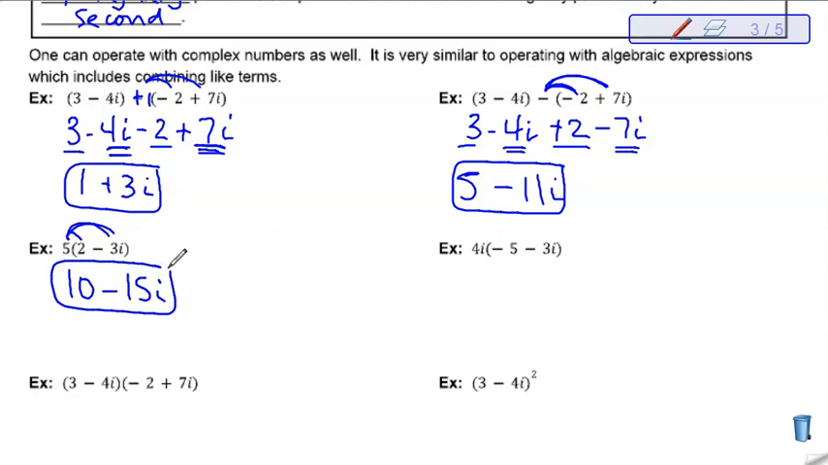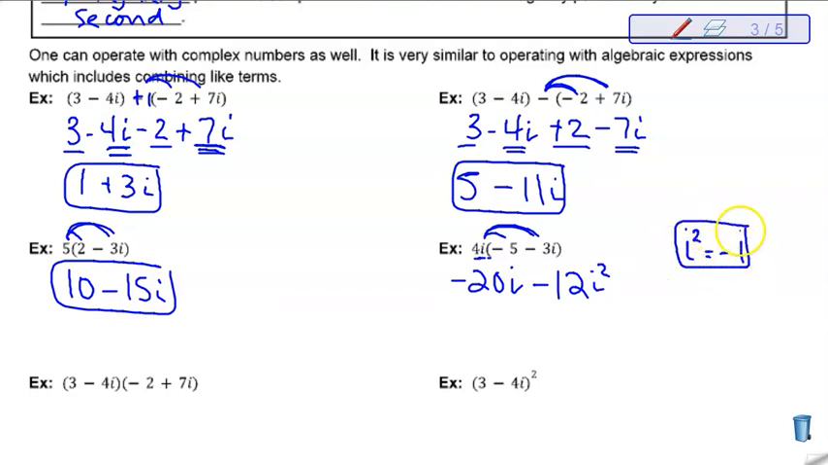But be careful when you have an imaginary number times a complex number, because now we're going to have multiple i's in there. So 4i times a negative 5 would give me a negative 20i, but 4i times a negative 3i, notice the two i's there, I get a minus 12i squared. Now this reverts back to the opposite side of this paper when we talked about what i squared was equal to. As a reminder, i squared is equal to negative 1.